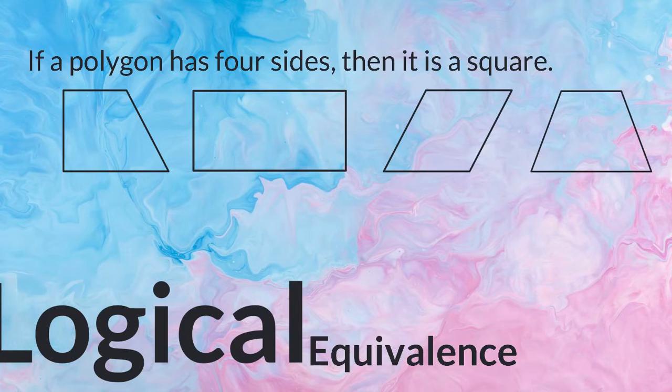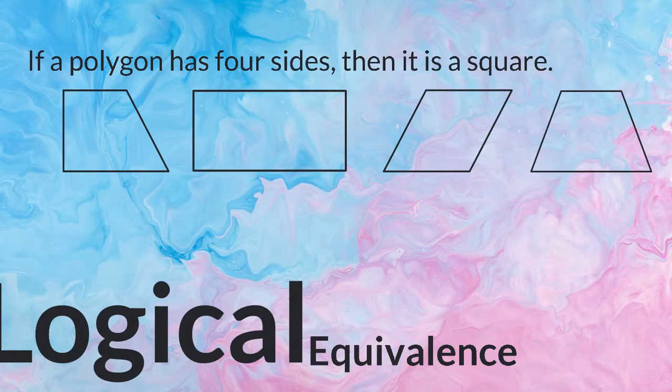This statement is false because there are other quadrilaterals that are not a square. Some of these are a trapezoid, a rectangle, a rhombus, and another trapezoid.